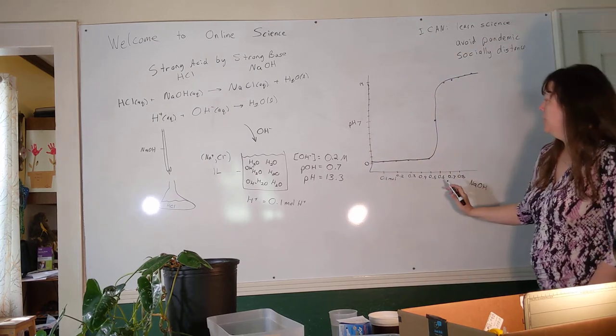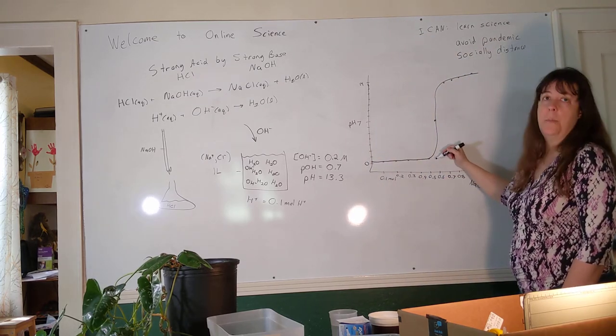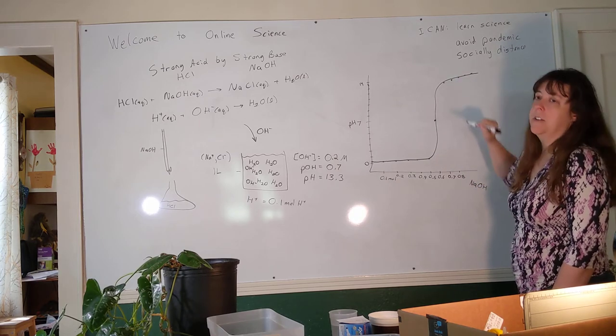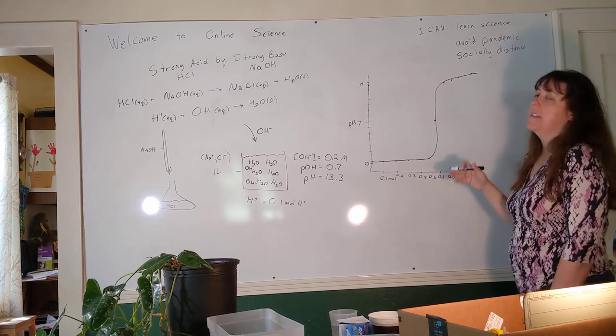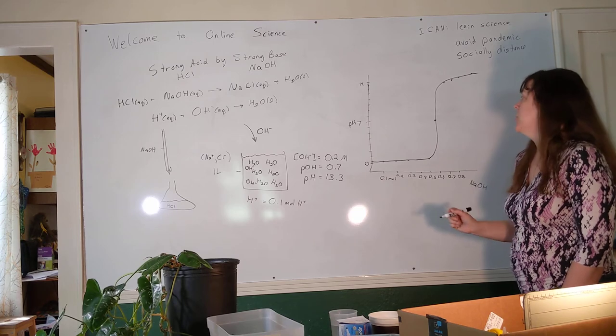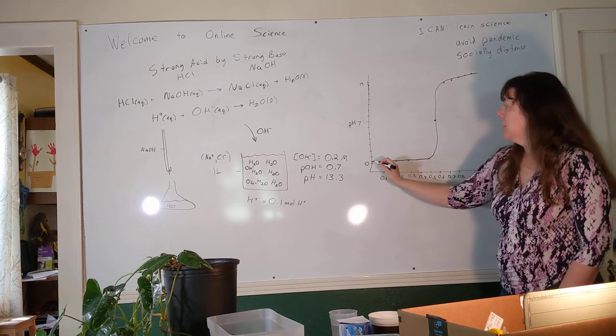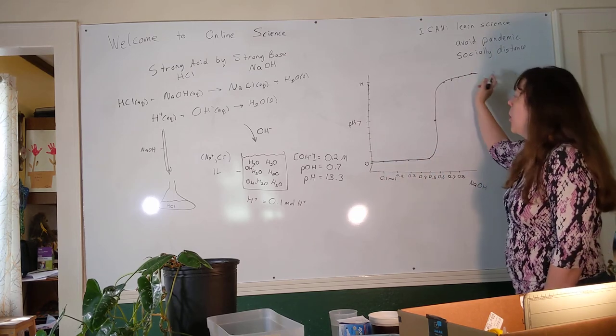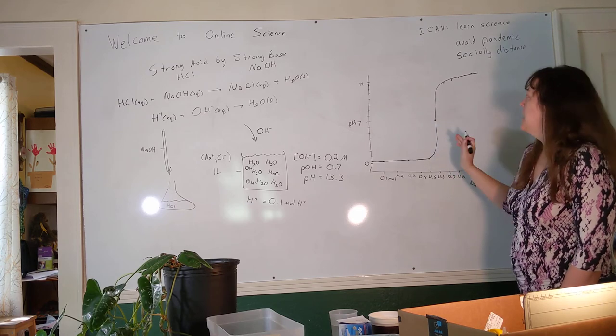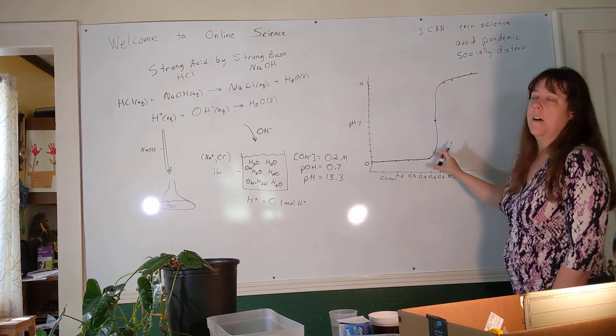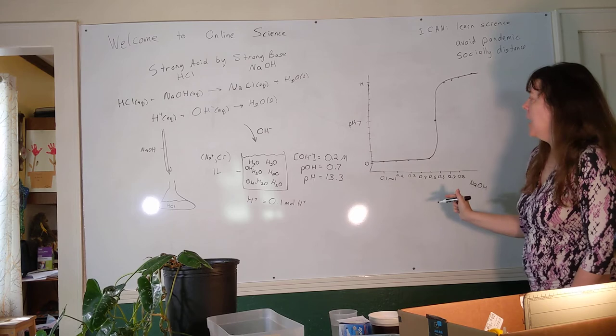This range where it goes from like a pH of basically 1 to a pH of basically 13, this is right around the end point or the equivalence point of the titration. Phenolphthalein is clear in these pH ranges. It's purple in this pH range. And it only takes a tiny volume added of NaOH to make this change happen.